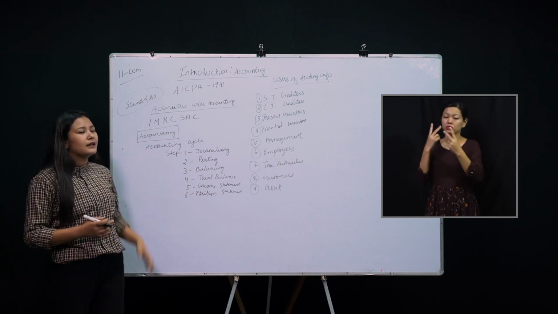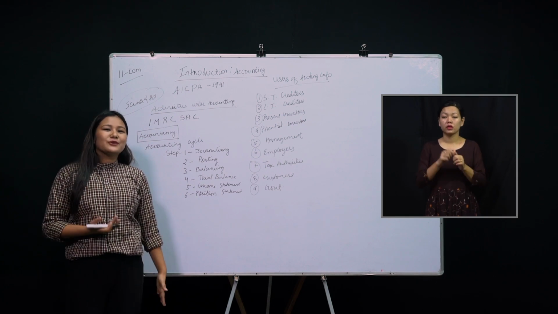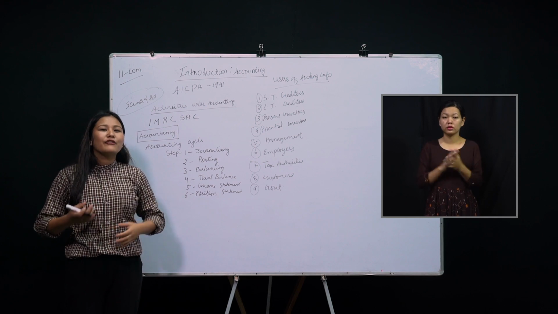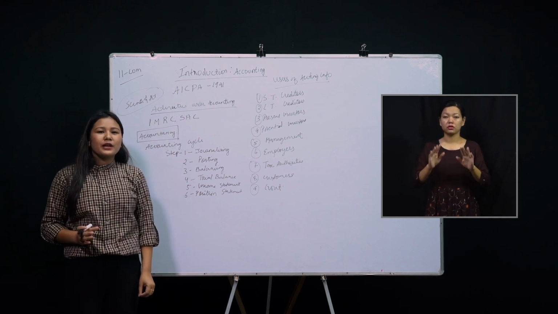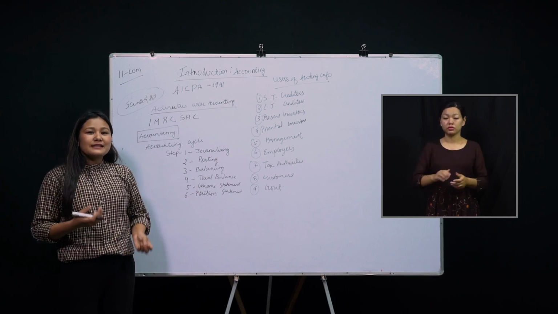The next is accountancy. The name of your book is Accountancy. So what is accountancy? Accounting is just the systematic understanding of accounting. If you understand accounting in a systematic way or in a very sequential way, then that is known as accountancy.